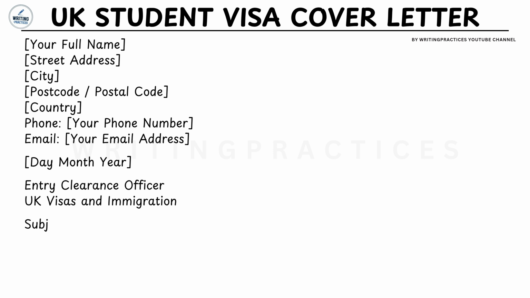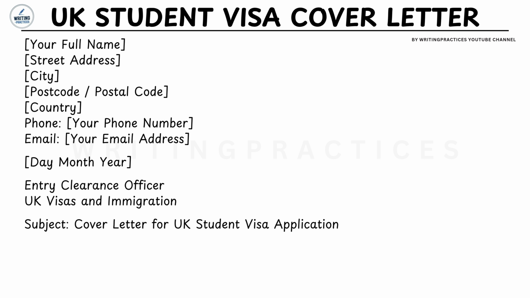Now write the subject line. Example, subject: cover letter for UK student visa application. This immediately tells the visa officer the purpose of your letter. It keeps your application clear and professionally structured. The salutation. Begin with, Dear Sir or Madam. This is the standard formal greeting for UK visa correspondence. It is appropriate because the reviewing officer's name is usually unknown.